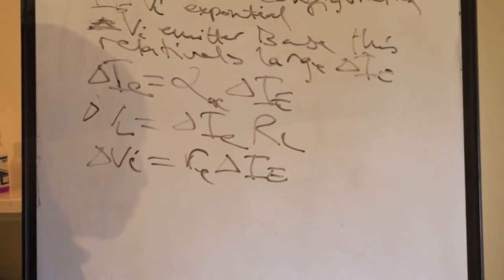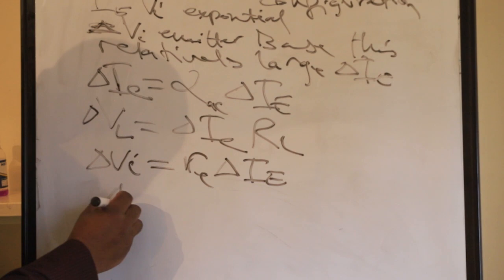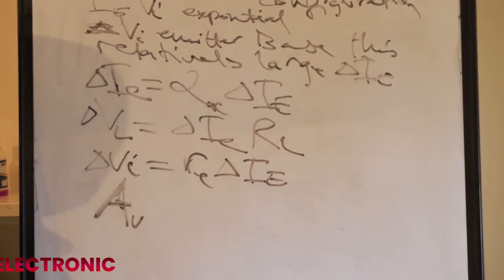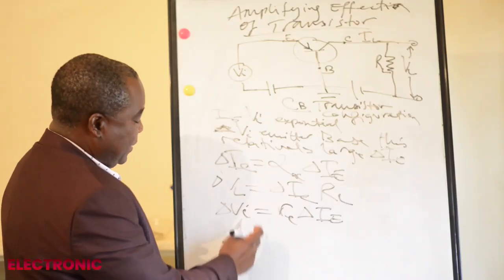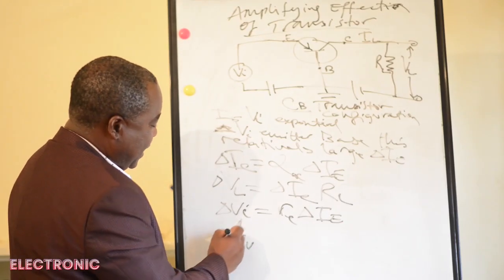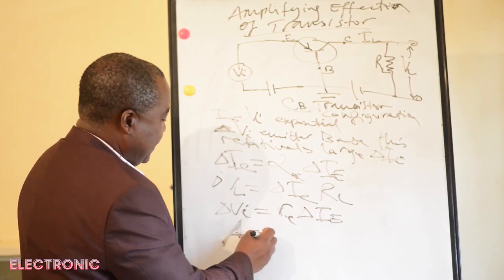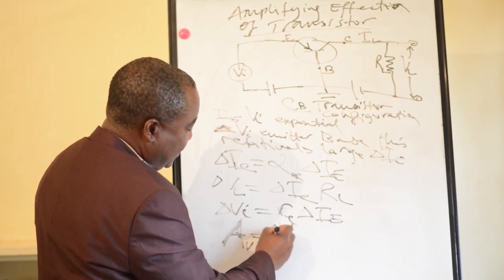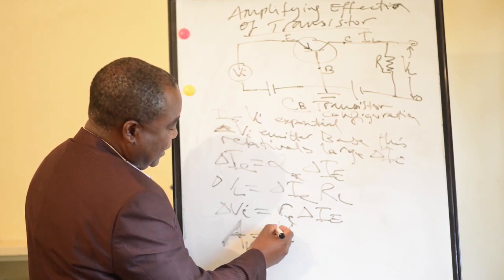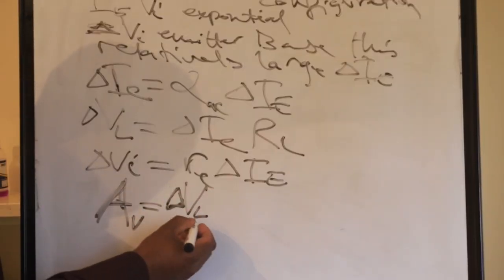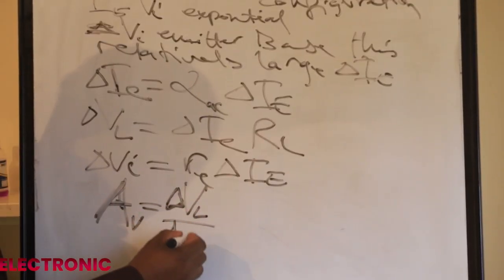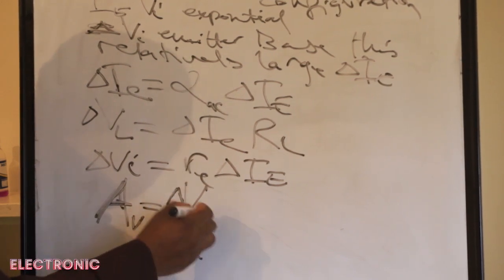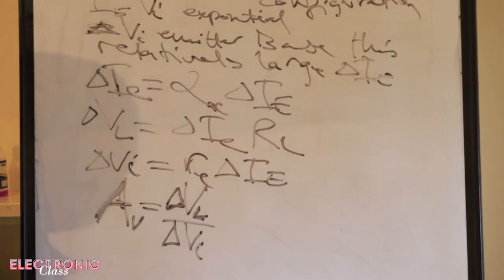And our voltage amplification is shown by A. This is the symbol of voltage amplification. It's big A and a small v, equal to the change in output voltage. This small triangle shows a small change, over the small change in input. This is the load VL, and this is output over input.